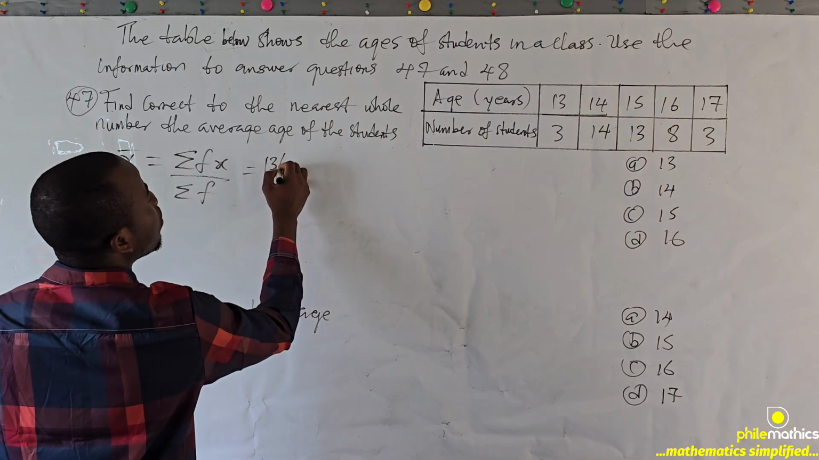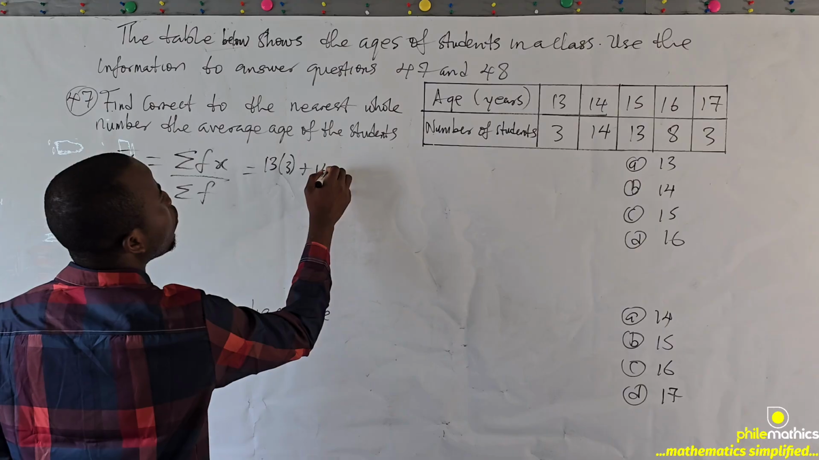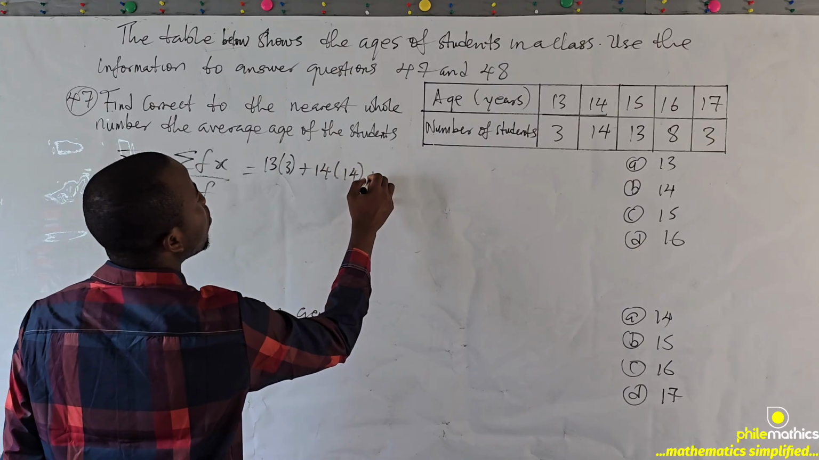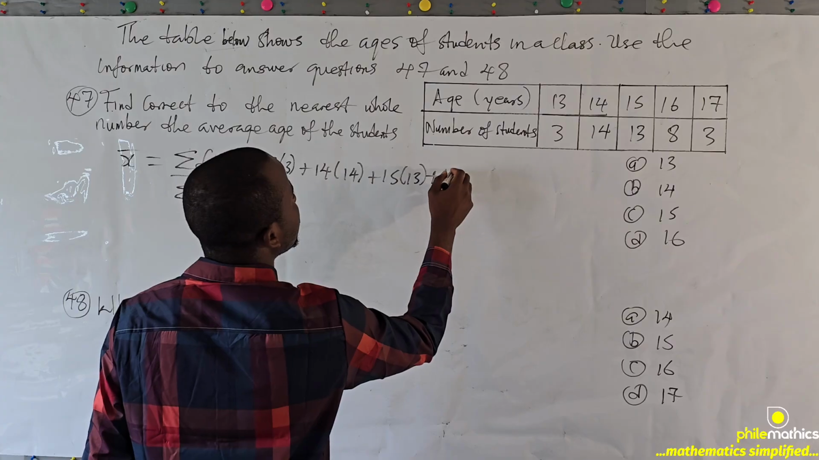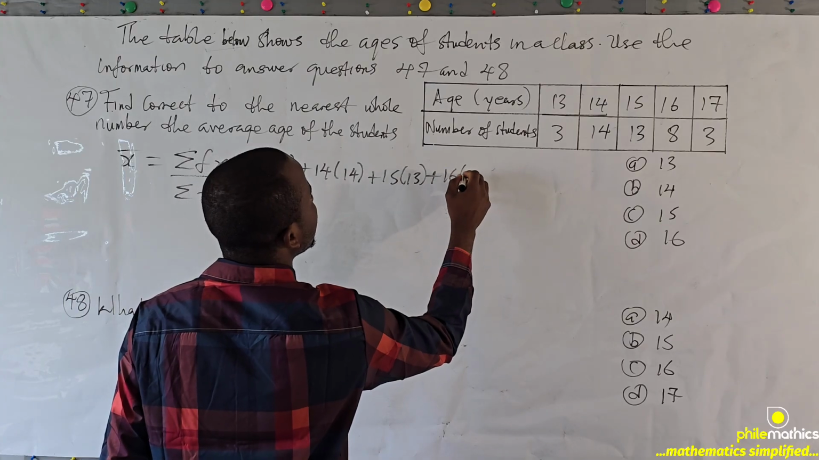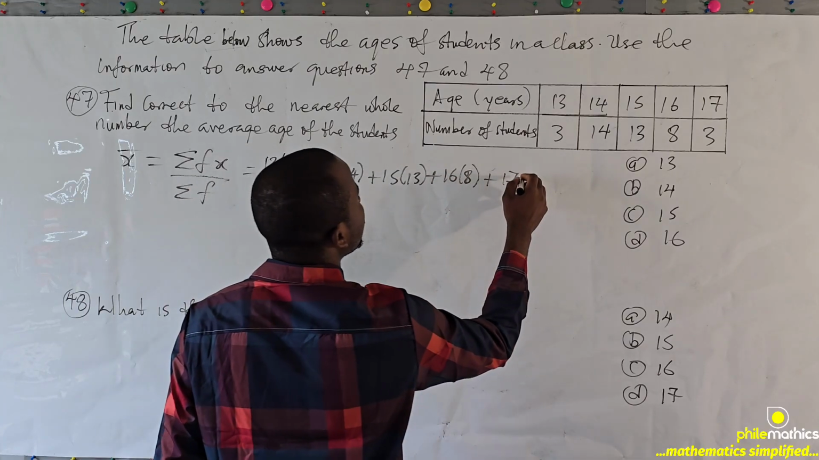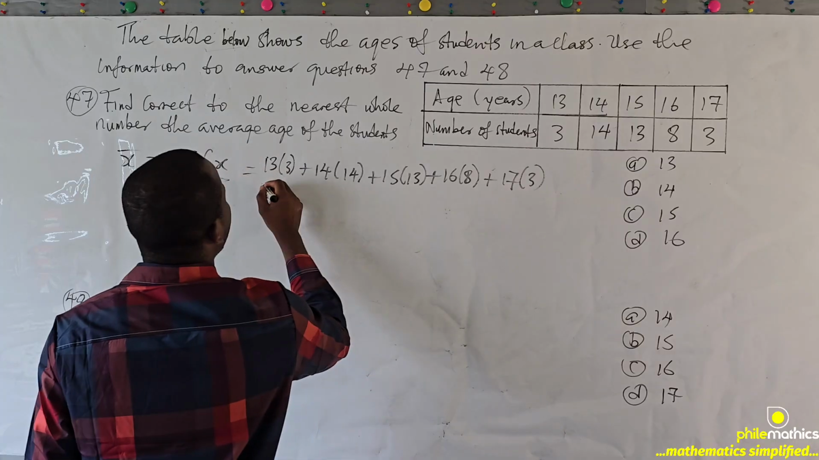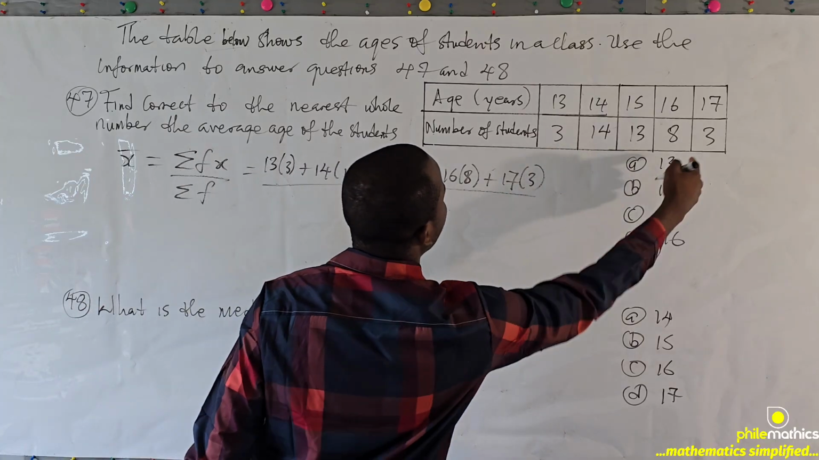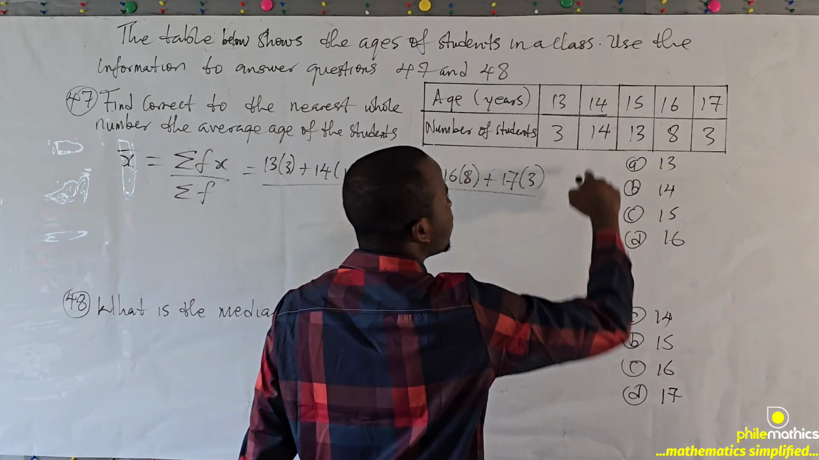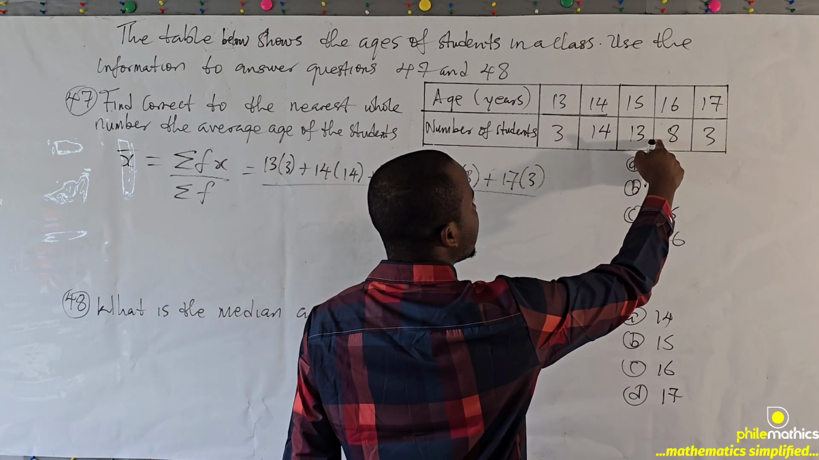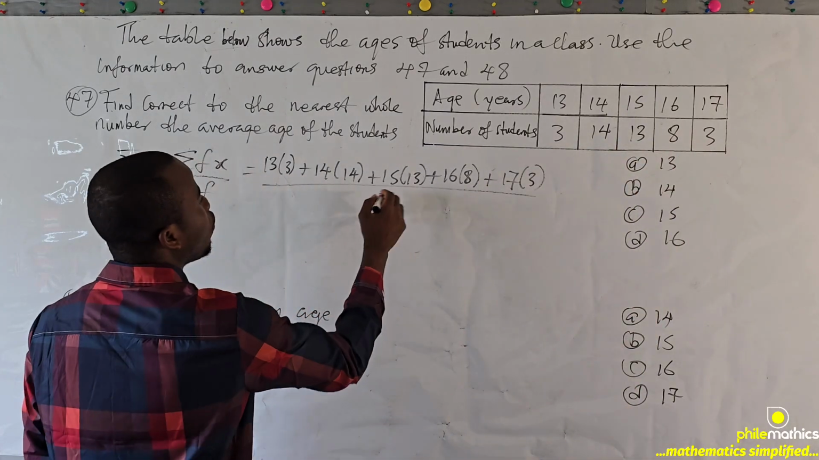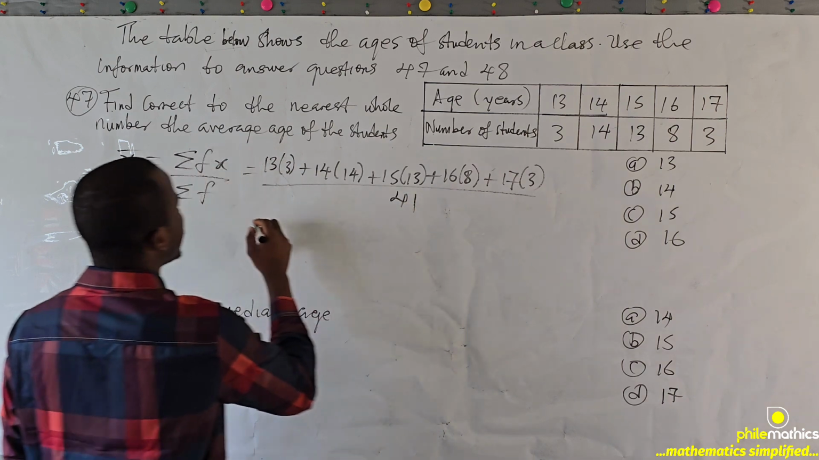13 multiply 3 plus 14 multiply 14 plus 15 multiply 13 plus 16 multiply 8 plus 17 multiply 3, everything over the summation of this frequency. 3 plus 14 is 17, plus 13 is 30, plus 8 is 38, plus 3 is 41, over 41.